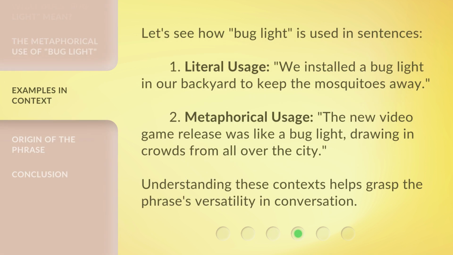Let's see how bug light is used in sentences. 1. Literal usage. We installed a bug light in our backyard to keep the mosquitoes away. 2. Metaphorical usage. The new video game release was like a bug light, drawing in crowds from all over the city. Understanding these contexts helps grasp the phrase's versatility in conversation.